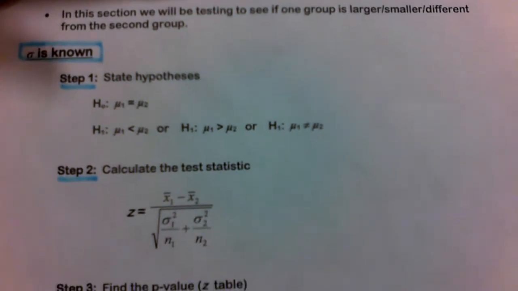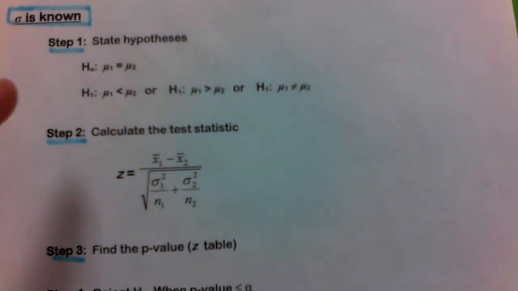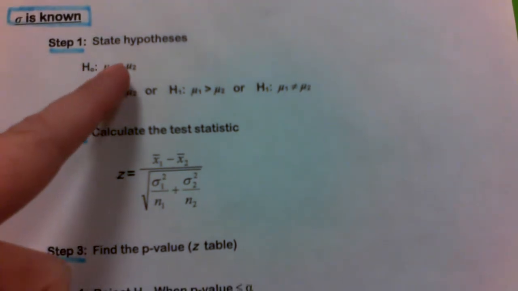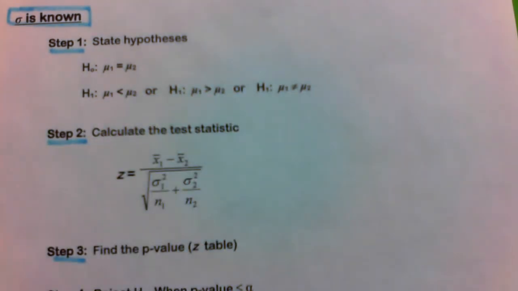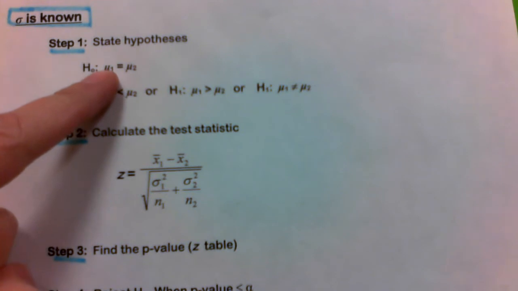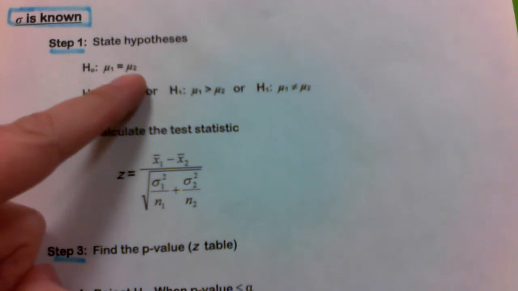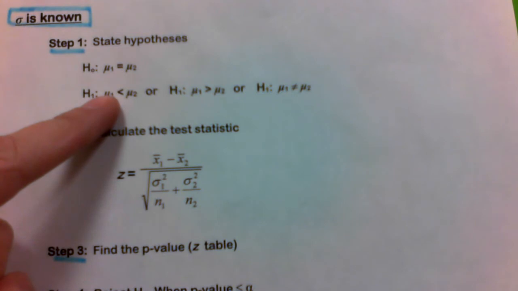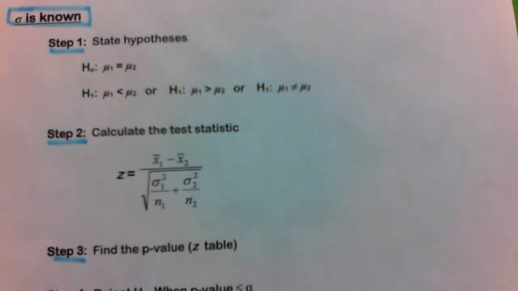Now, let me show you a slight difference in step 1. We still have the null and the alternate. We still have equals. We still have less than, greater than, or not equal to. But here's the difference. You'll never have any numerical values when you're comparing 2 populations, because what you're doing is comparing population 1 to population 2. So the null will always be that population 1 is equal to population 2. The alternate will be population 1 and 2 being compared. So population 1 is either less than, greater than, or not equal to population 2.